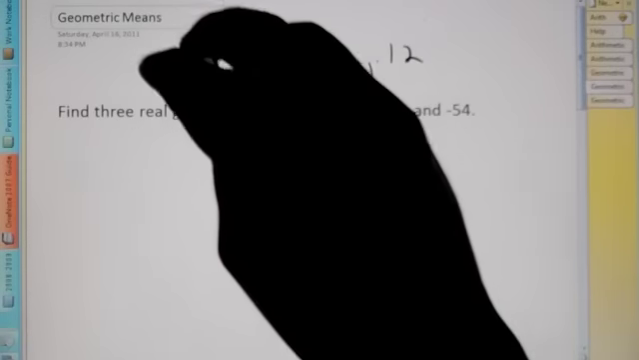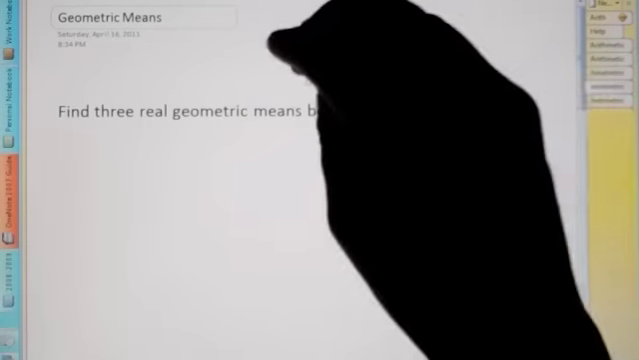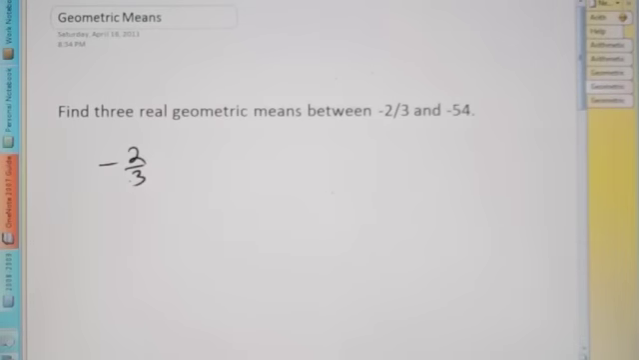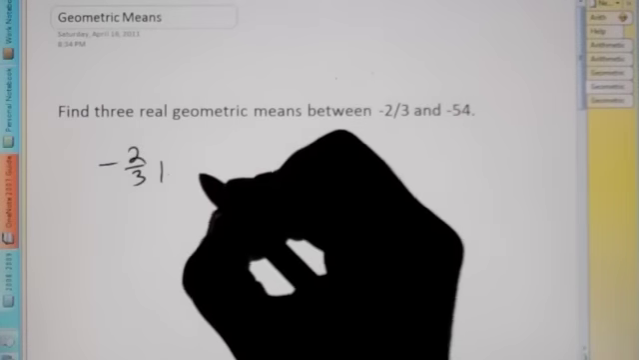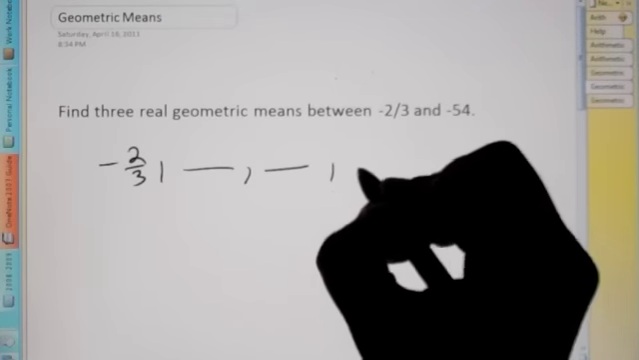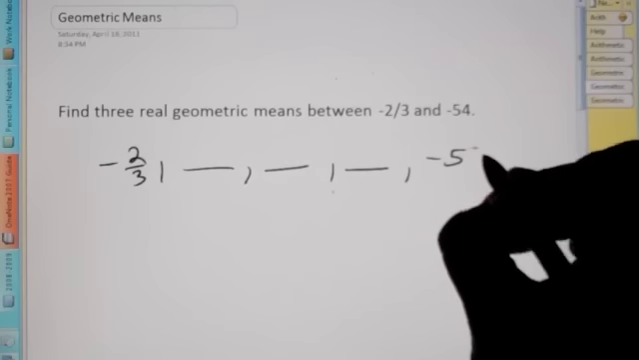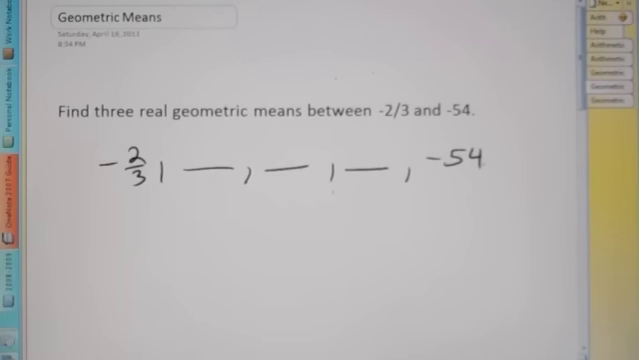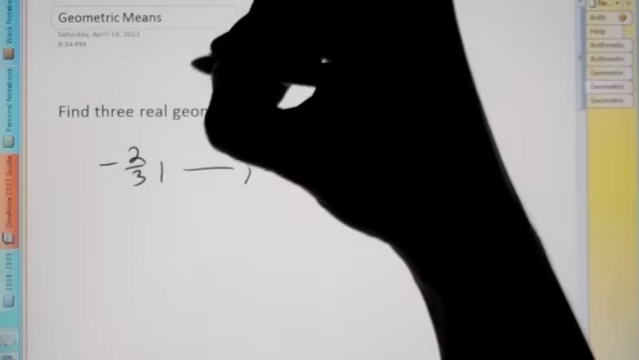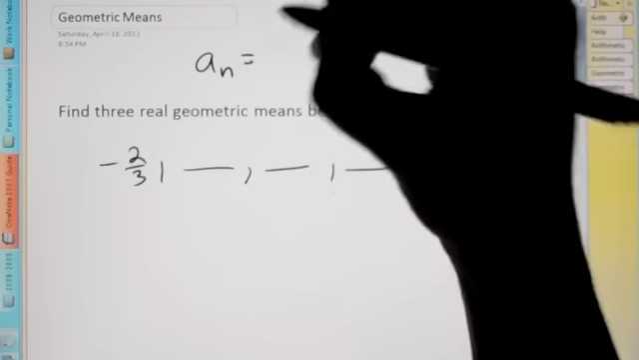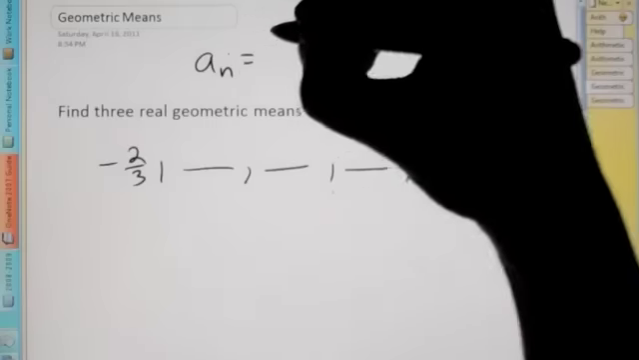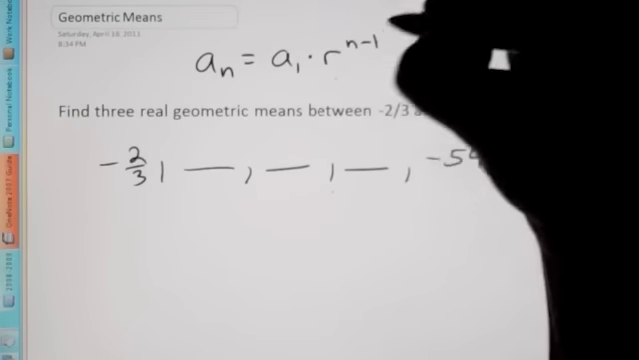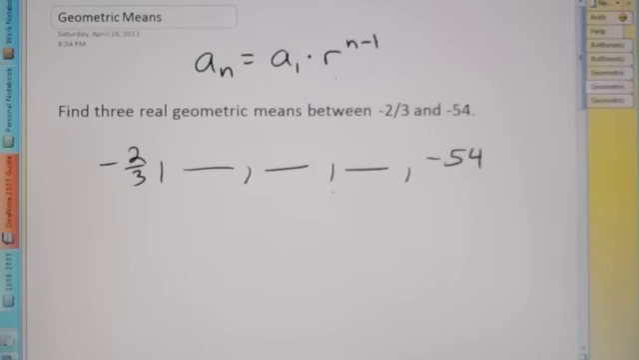So it says find 3 real geometric means between negative 2/3 and negative 54. Oops, negative 54, not 52. Well, we have to use our formula here. Remember, with the geometric sequence, we said a sub n is equal to a sub 1 times r to the n minus 1. So this is what we're going to use.